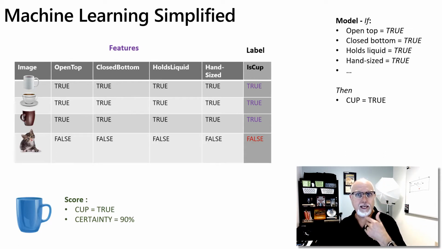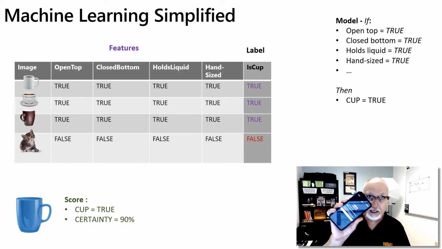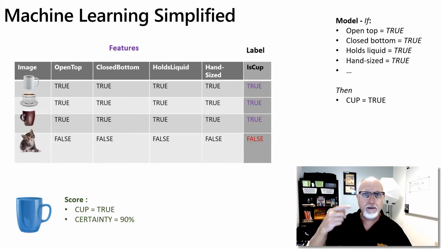By the way, this is the way a child learns. Cup, cup, cup. And then the child picks up something else and says cup, and no, not a cup. And so they get the trues and the falses in their head the same way a machine does.